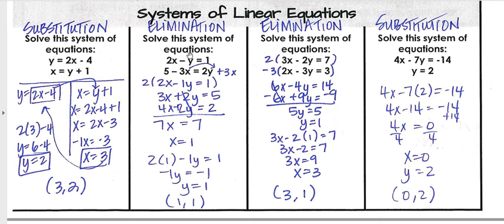And then I multiplied this top equation by 2 so that my y's would cancel. Once my y's cancel, I'm just left with the variable of x, and then we can use that answer for x to find my missing variable of y. And you can see another example of that here.